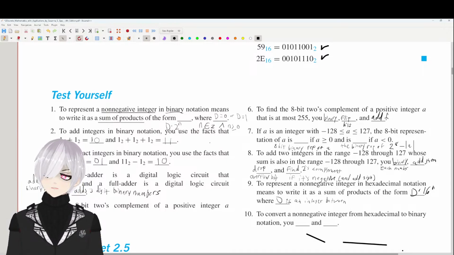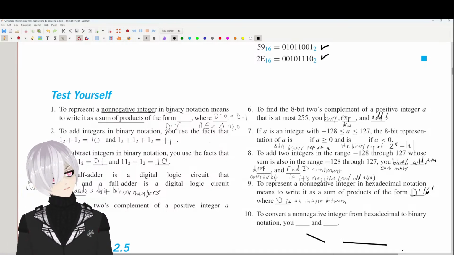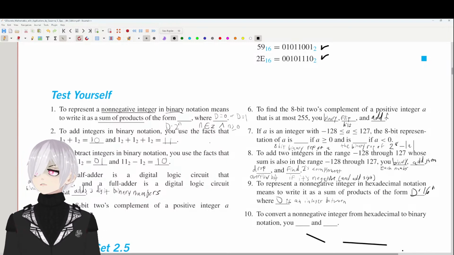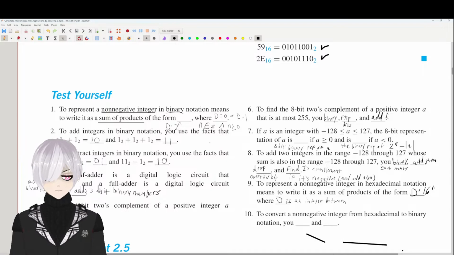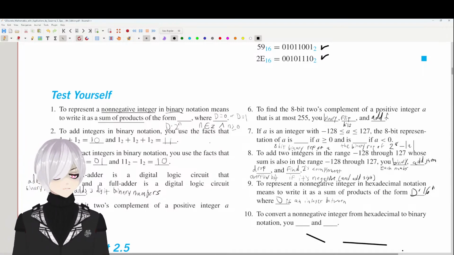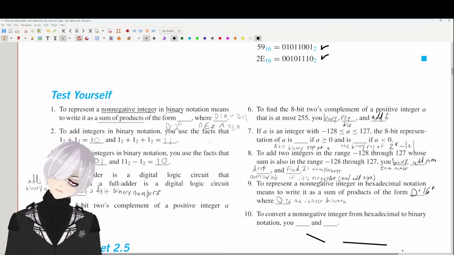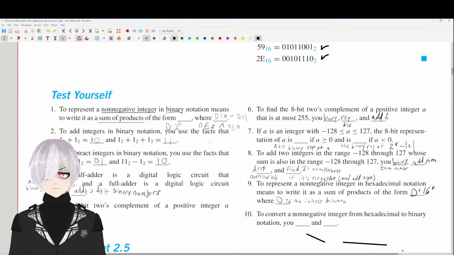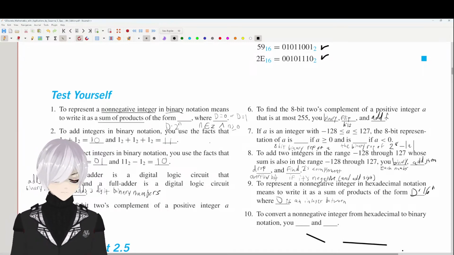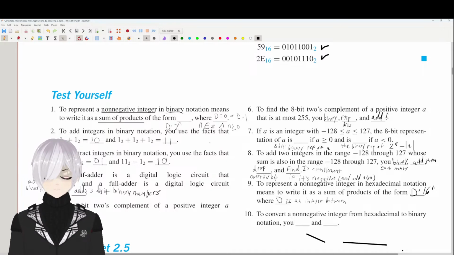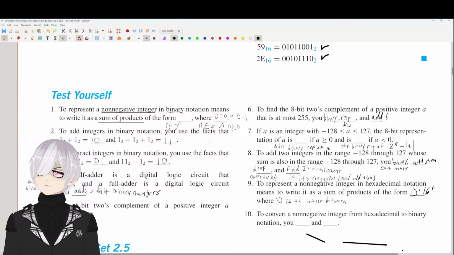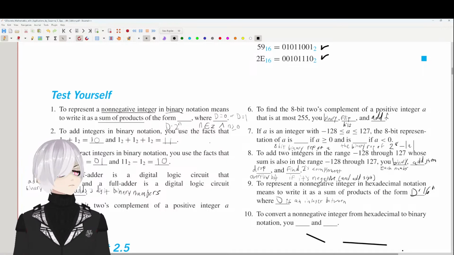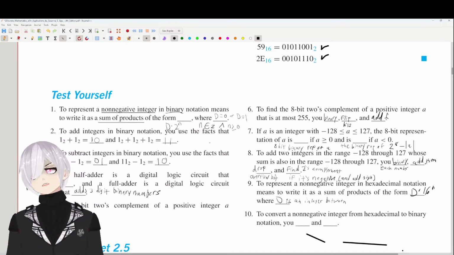Or I guess you can say d is a digit from 0 through f. So, a sum of products of the form d times 16 to the n, where d is a digit or an integer between 0 and f. I guess you could call them digits because they're treated as symbols, 0 through f, though they do represent integers. n would be the digit place, and d would be an integer between 0 and f.